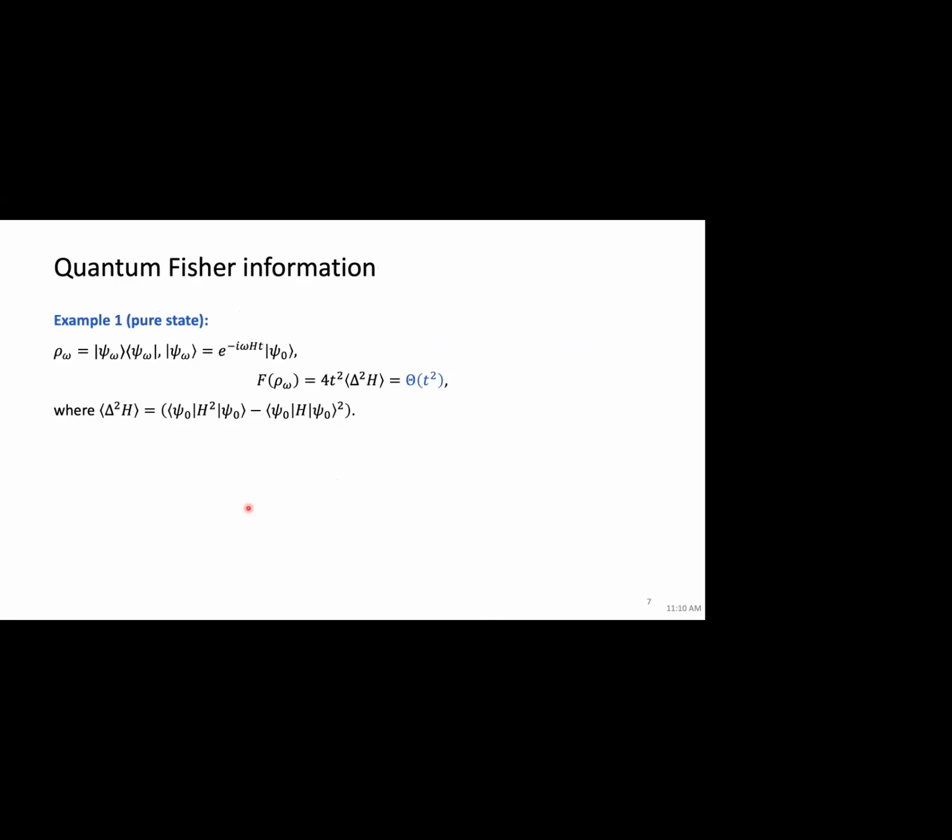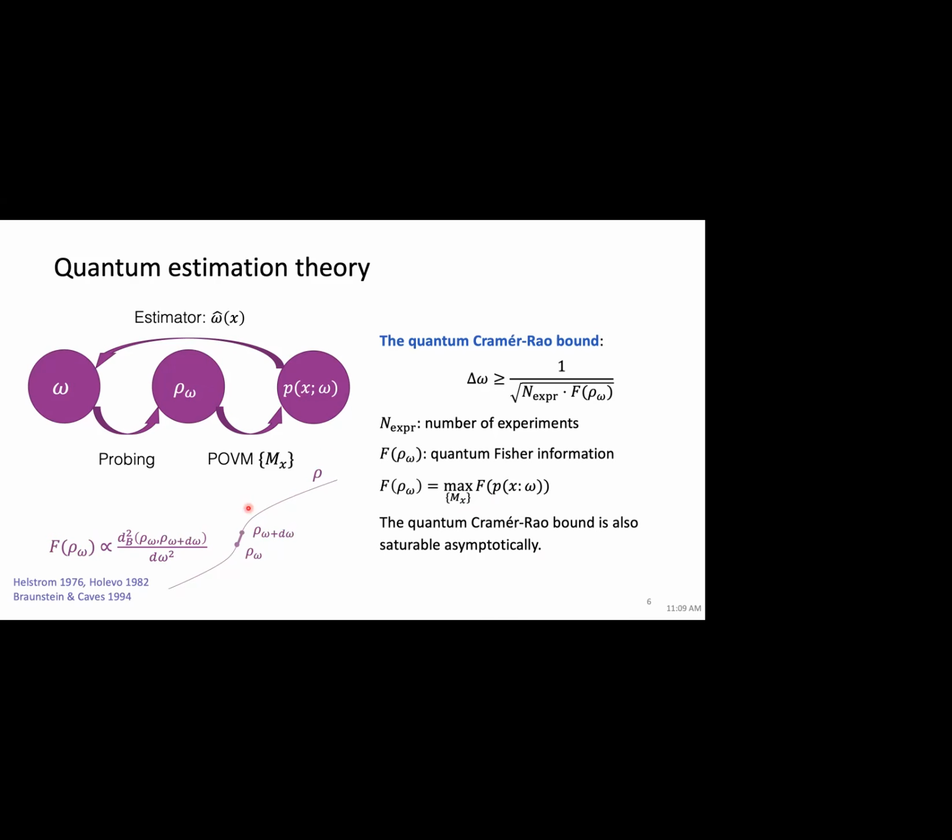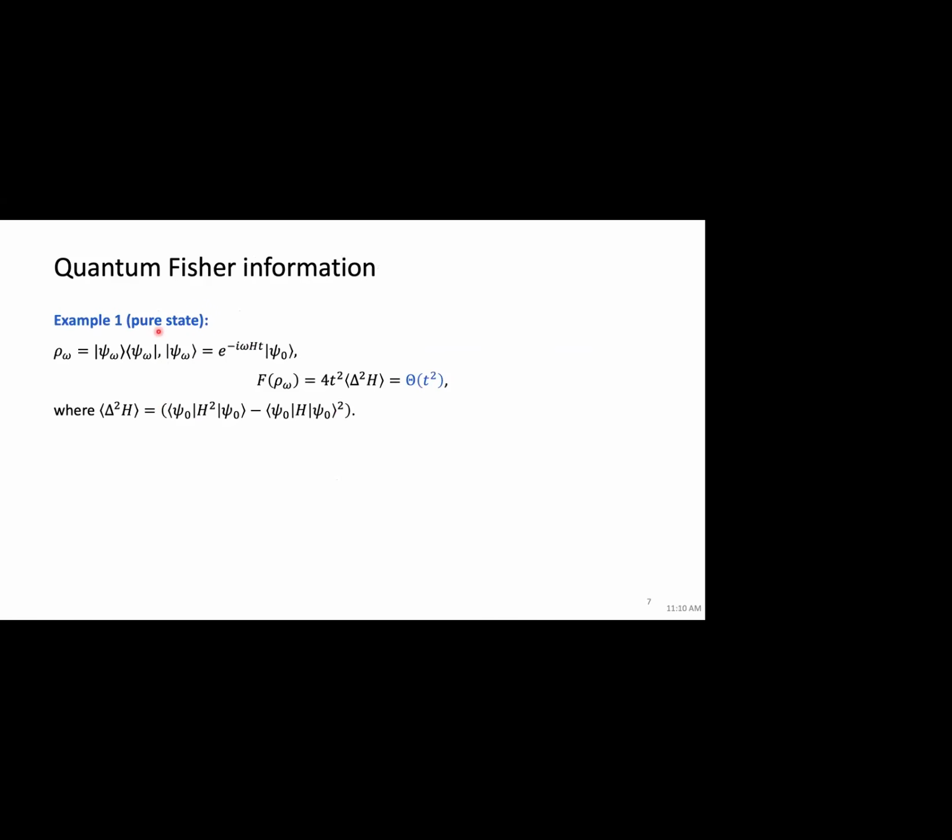Now let's take a look at a few examples of quantum Fisher information. The first example is a pure state. Here the quantum state is just a pure state with some Hamiltonian evolution, where the Hamiltonian is equal to omega times H, and t is the probing time. Then the Fisher information is basically just 4 times t squared times delta H squared, which is the variance of H in the state psi.